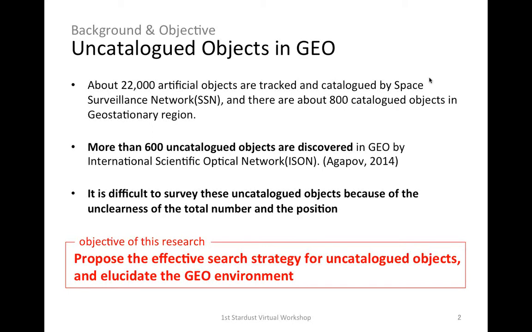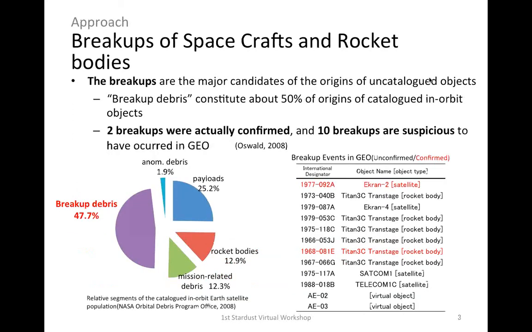The objective of this research is to establish an effective search strategy for uncatalogued objects and elucidate the environment of the geostationary region. As the approach of this research, we focus on the breakup of spacecraft or rocket bodies. The breakup is a strong candidate for the origin of uncatalogued objects. The breakups generate many fragmentation debris.